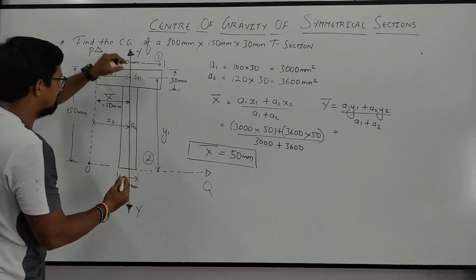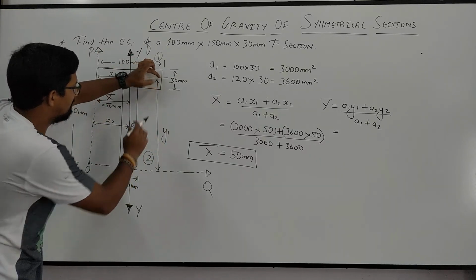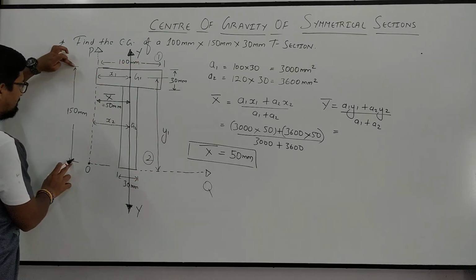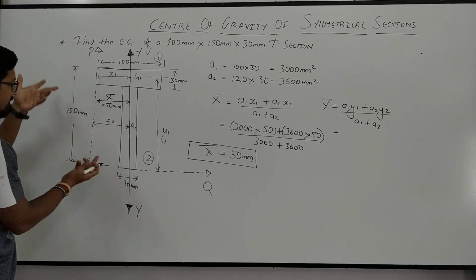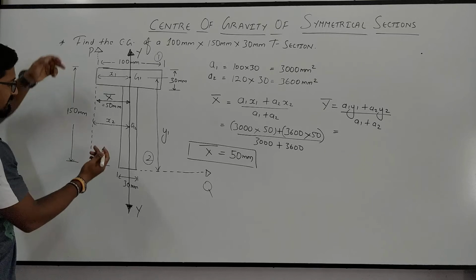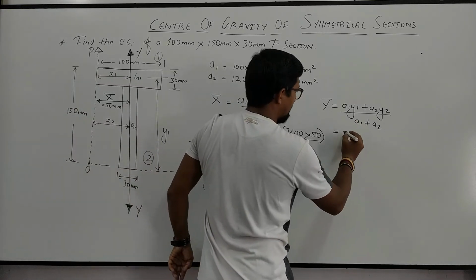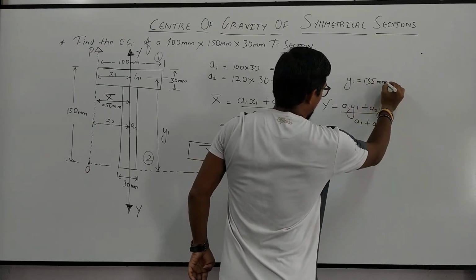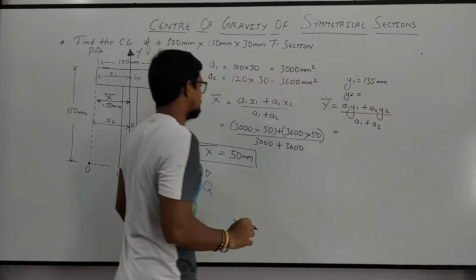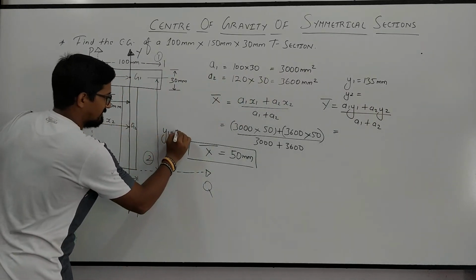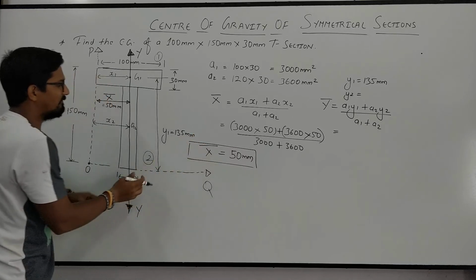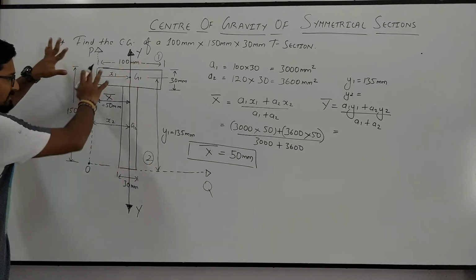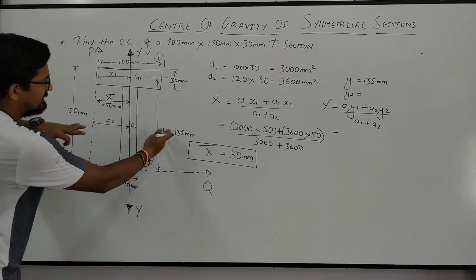So what will be y1? This is 30, so half will be 15. Total it is 150, so 150 minus 15 will be 135, correct? So y1 will be 135 mm. You have to use basic geometry here, subtraction and addition, for finding out the distances. Every distance is known, so we only have to find the distance of y1.